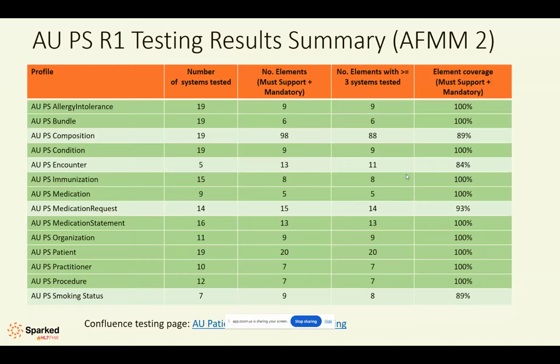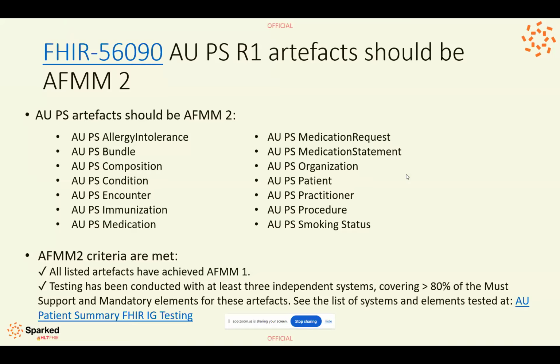So for example, allergy intolerance has been tested by 19 systems, and across those 19 systems, we have tested and demonstrated 100% of must support and mandatory elements. We have a few that are slightly lower. So composition, medication requests and smoking status are lower than 100% coverage, but they still meet the requirements of FMM2. So based on that, there is a JIRA ticket proposing to move these artifacts to FMM2 levels.